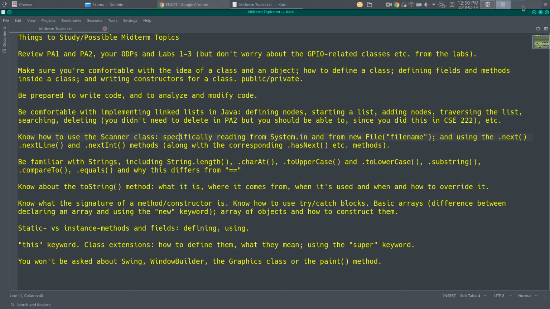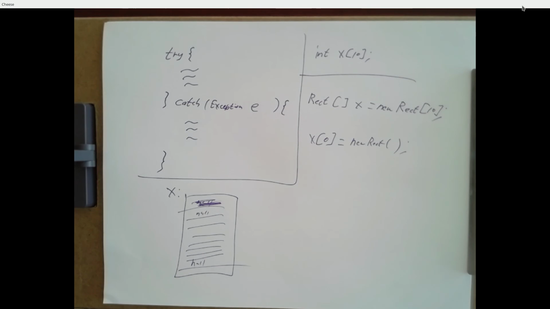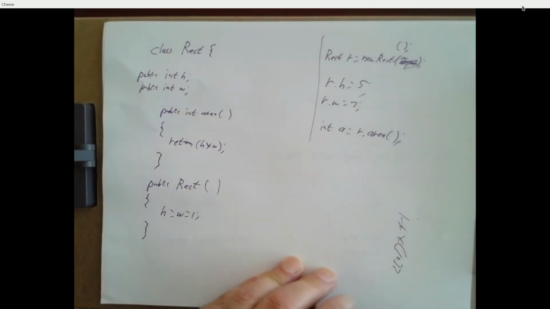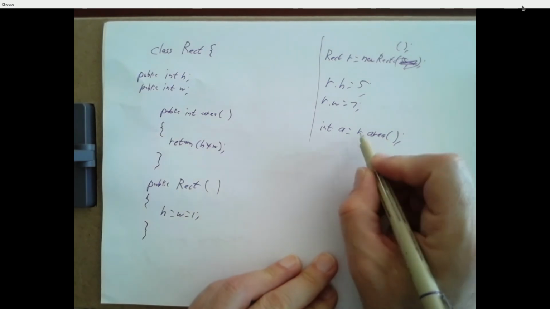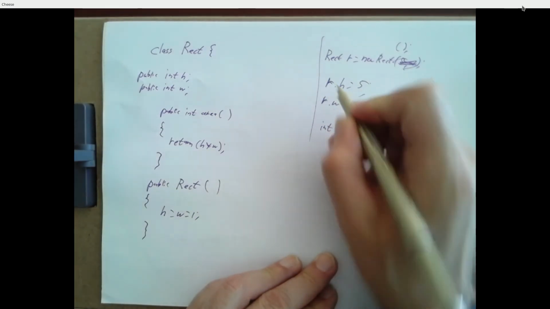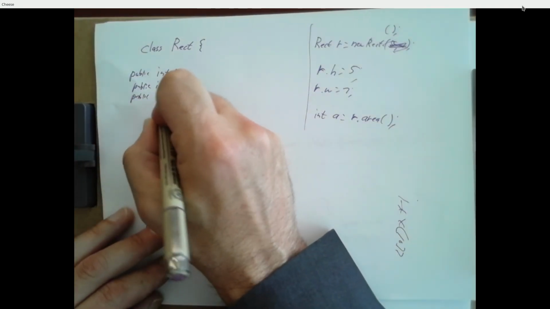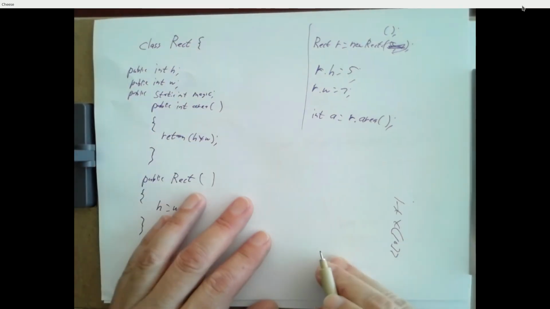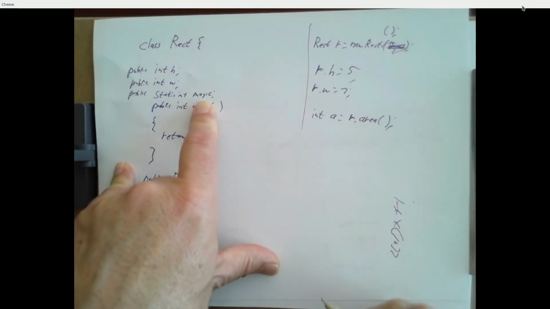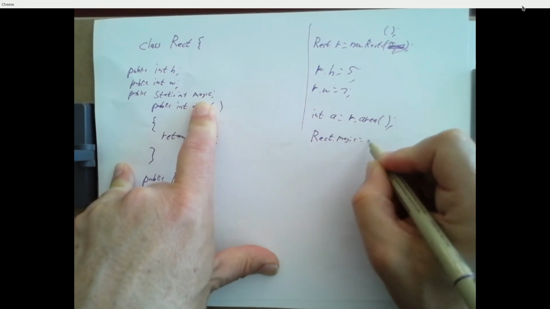All right, static versus instance methods, we talked about these last week. So back on our rectangle class. These are instance variables. This is an instance method, so we can access it from an instance of this class. But we can define statics, so we could say static integer magic. And now if we want to access magic, we don't use an instance of a rectangle, we just use the class itself, rect.magic equals whatever.